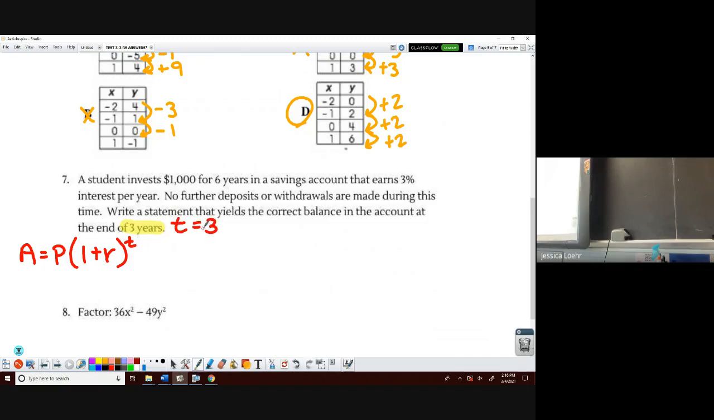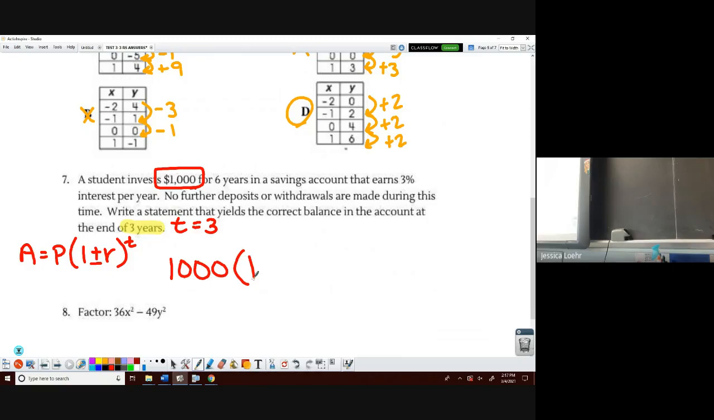Here's your formula you're using for this. Whatever the amount is after said amount of time equals the initial amount you invested times 1, always 1 because that represents 100%. This is actually plus or minus, depending on if you're increasing or decreasing, your rate, which is your percent in decimal form, all to the power of time. So 1,000 is your initial amount that you invested. Always have a 1.